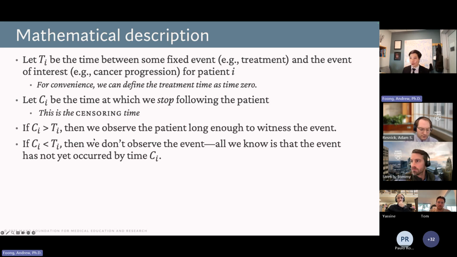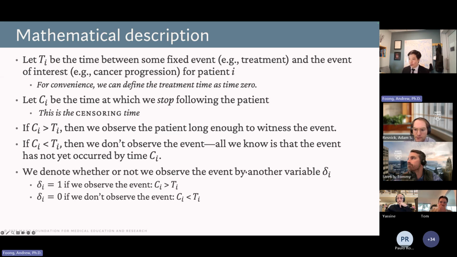Now, the important thing to know is that the behavior of this data set is going to change depending on which is bigger. So if the censoring time is greater than the event time, that means we observe the patient long enough to witness the event. We can actually record it because the censoring time was after they had the event. On the other hand, if the censoring time is before the event time, that just means that we don't observe the event at all. So the patient dropped out, or the study ended before they had cancer progression. And all we know is that by the time that the censoring time occurred, they haven't had an event yet. That's all that we know.